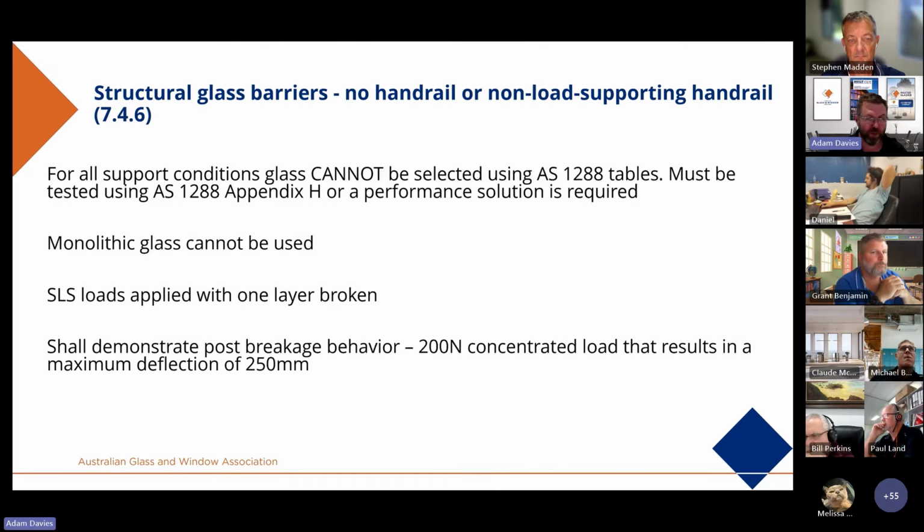Additionally, which is another new requirement, is the barrier shall demonstrate what is referred to as post-breakage behaviour. And this is where all layers are broken, all glass layers are broken. Now, this glass could be a heat-strengthened laminate or a toughened laminate. So in either case, all the layers are broken, and then a 200 Newton concentrated load is applied to the worst area. And this must result in a deflection of less than 250 millimetres.